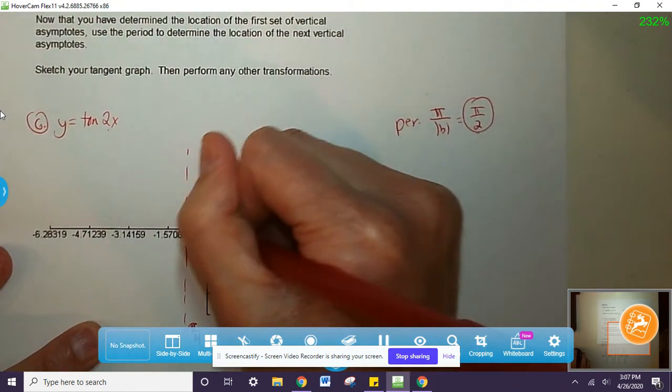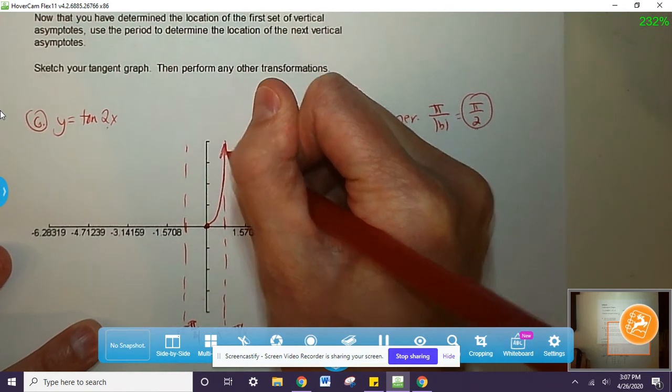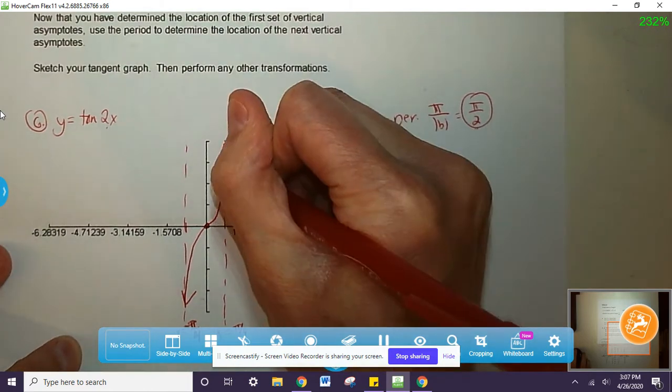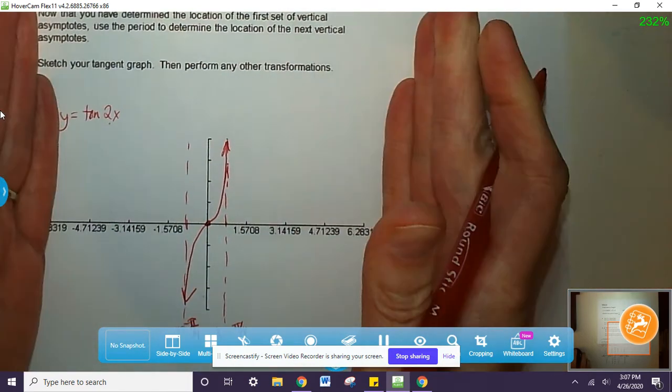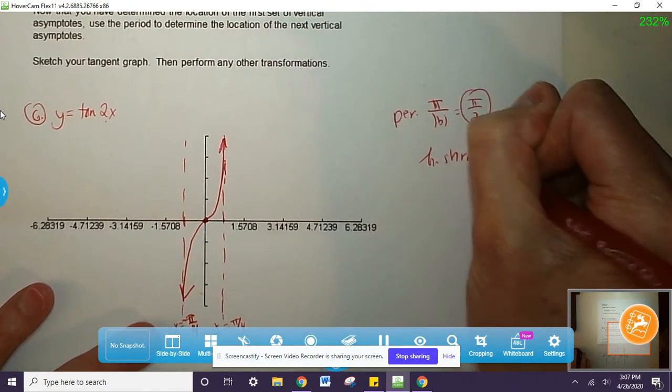So I'm going to go ahead and sneak one full period in here right now. So I'm just going to put one piece of tangent right there. And that's what it's going to look like, but we have to fill the viewing window. So we took tangent and we horizontally shrunk it. This is a horizontal shrink because the period got smaller.